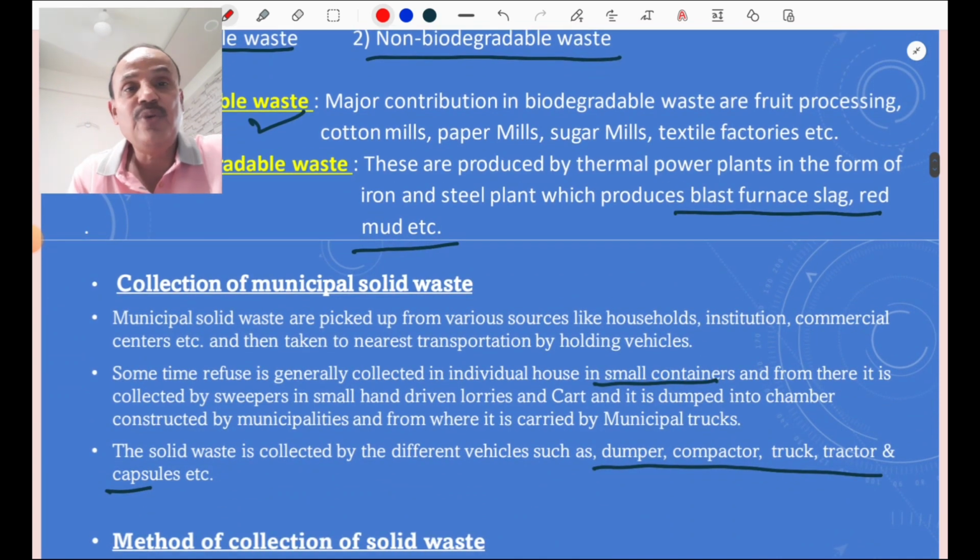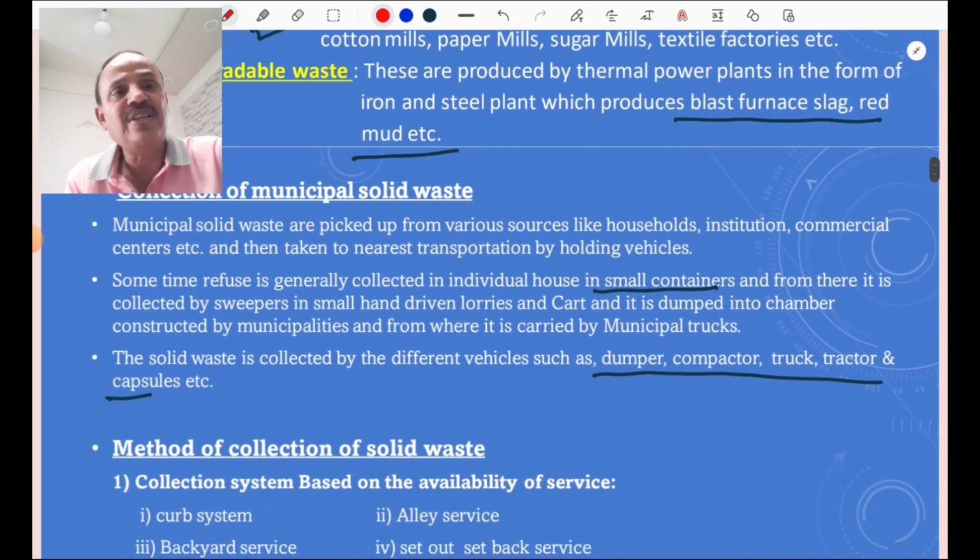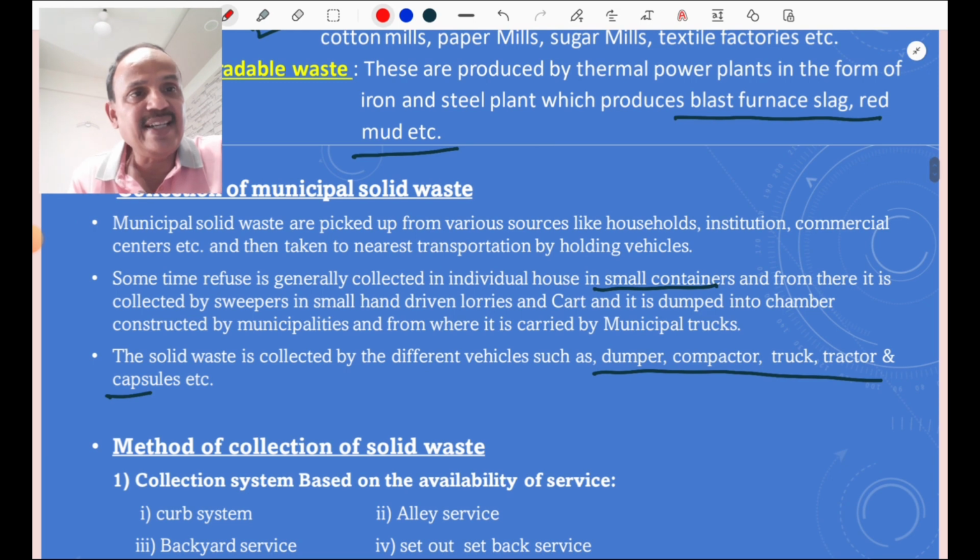Then we are going to discuss the collection of municipal solid waste. Municipal solid waste is picked up from the various sources like households, means houses, institutions, commercial centers, etc., and then taken to the nearest transportation point by hauling vehicles. Sometimes refuse, means solid part, is collected from the individual houses in a small container, and from there it is collected by the sweepers in small hand-driven lorries and carts, and it is dumped into the chamber constructed by the municipalities, and from where it is carried by the municipal trucks. This is the normal practice.